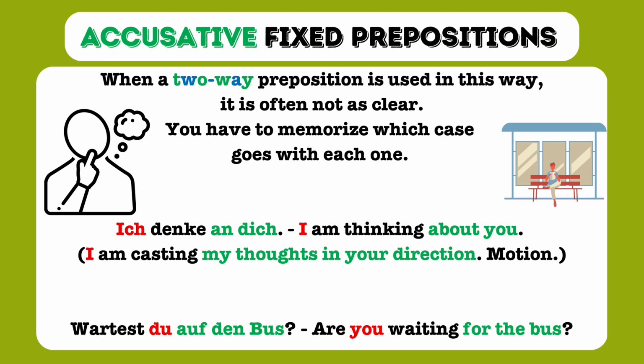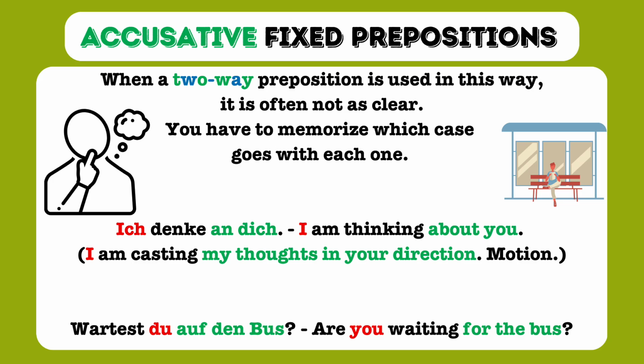Ich denke an dich. I am thinking about you. How did we get the idea that an dich should be the way we phrase this instead of an dir? Well, technically speaking, you're casting your thoughts in the direction of this person, so you're changing the location of your thoughts. My thoughts were in my own head, now I'm thinking about you, which is where my thoughts are now. So I changed the location of my thoughts. I understand this is a bit of a stretch, but that's also the reason I would argue to just memorize the list rather than thinking about all the logical ways you could come up with for why this should use the accusative.